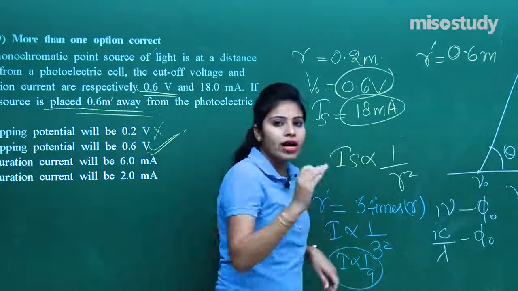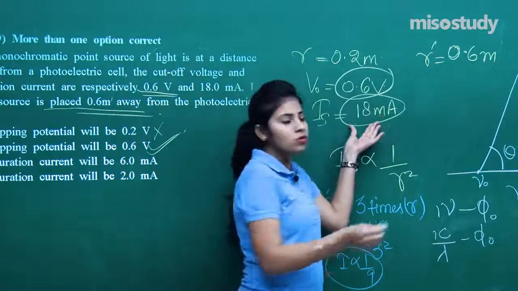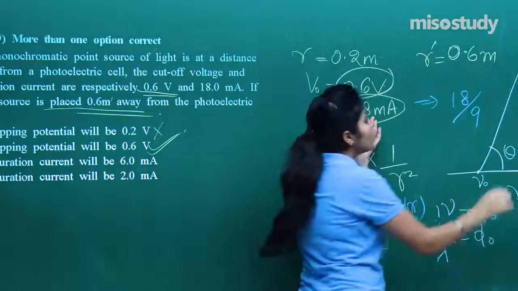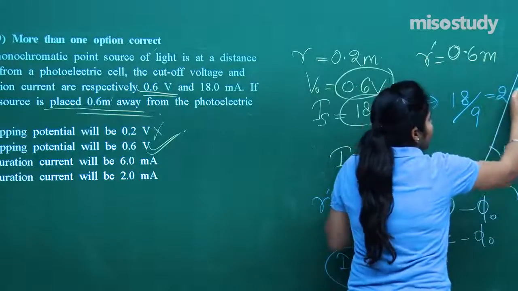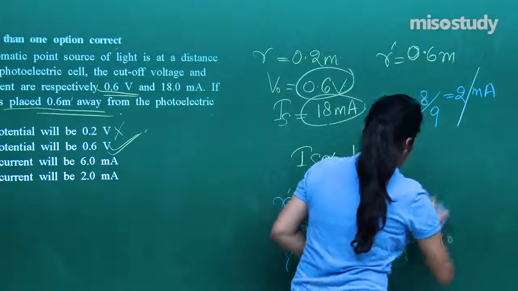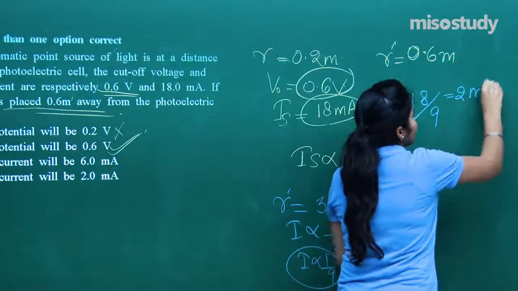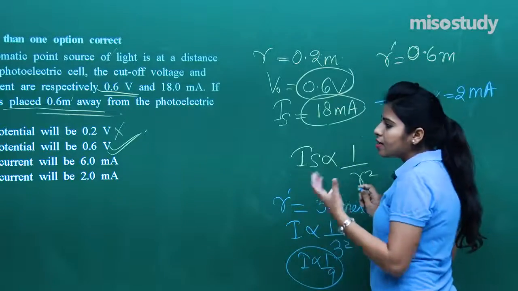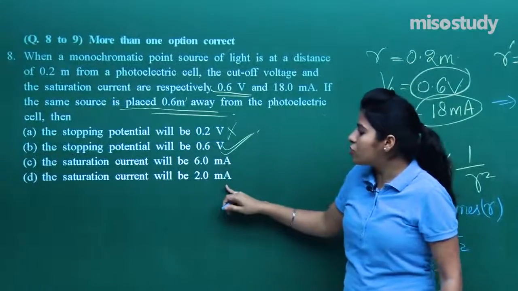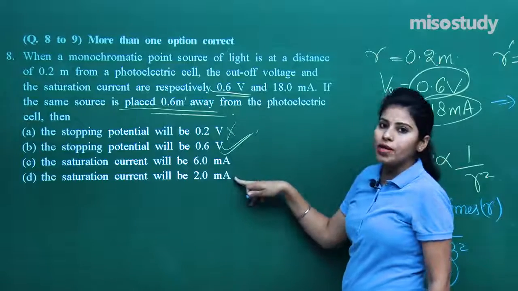So, that means your current will be decreased by 9. Earlier it was 18, so decrease it by 9. So that means your current will then be 2 milliampere. Let us just see, is there any option with 2 milliampere? Yeah, there is an option, option D, that is saturation current will be 2 milliampere.